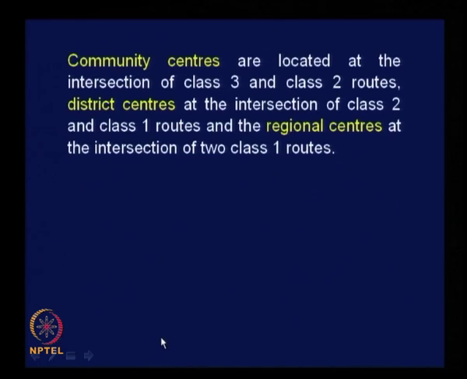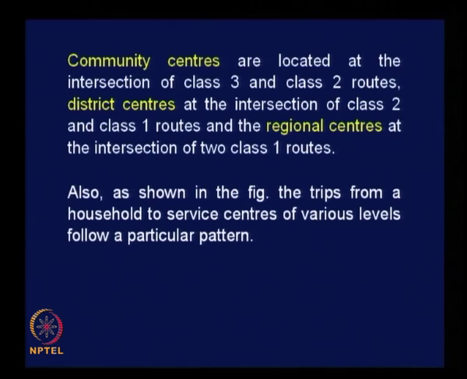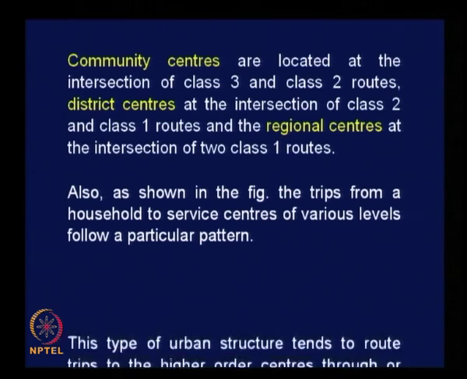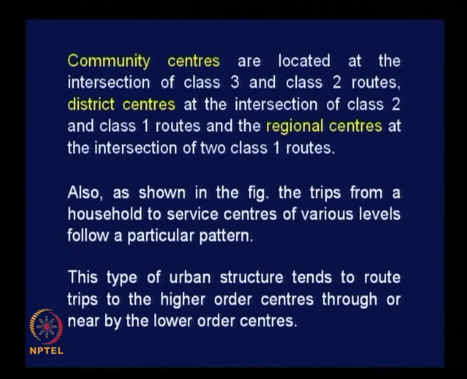Let us just understand the same points in a systematic way. The community centers are located at the intersection of class 3 and class 2 routes, right. District centers at the intersection of class 2 and class 1 routes, and the regional centers at the intersection of 2 class 1 routes. Clear? The trips from a household to service centers of various levels follow a particular pattern. The pattern is very clear, as we saw. This type of urban structure tends to route trips to the higher order centers through or nearby the lower order centers. Strict hierarchy is maintained. Clear?